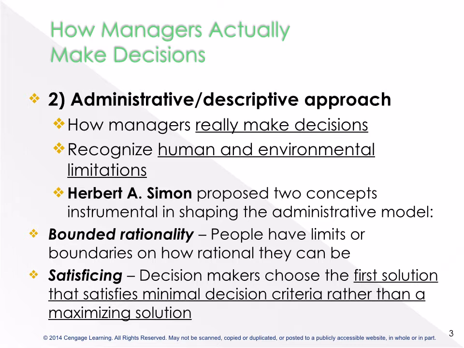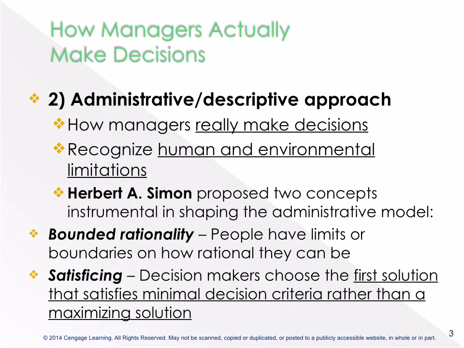Herbert Simon proposed two concepts to highlight the use of the administrative descriptive approach: bounded rationality and satisficing. Bounded rationality means that people have limits or boundaries on the amount of information they can process in making a decision.